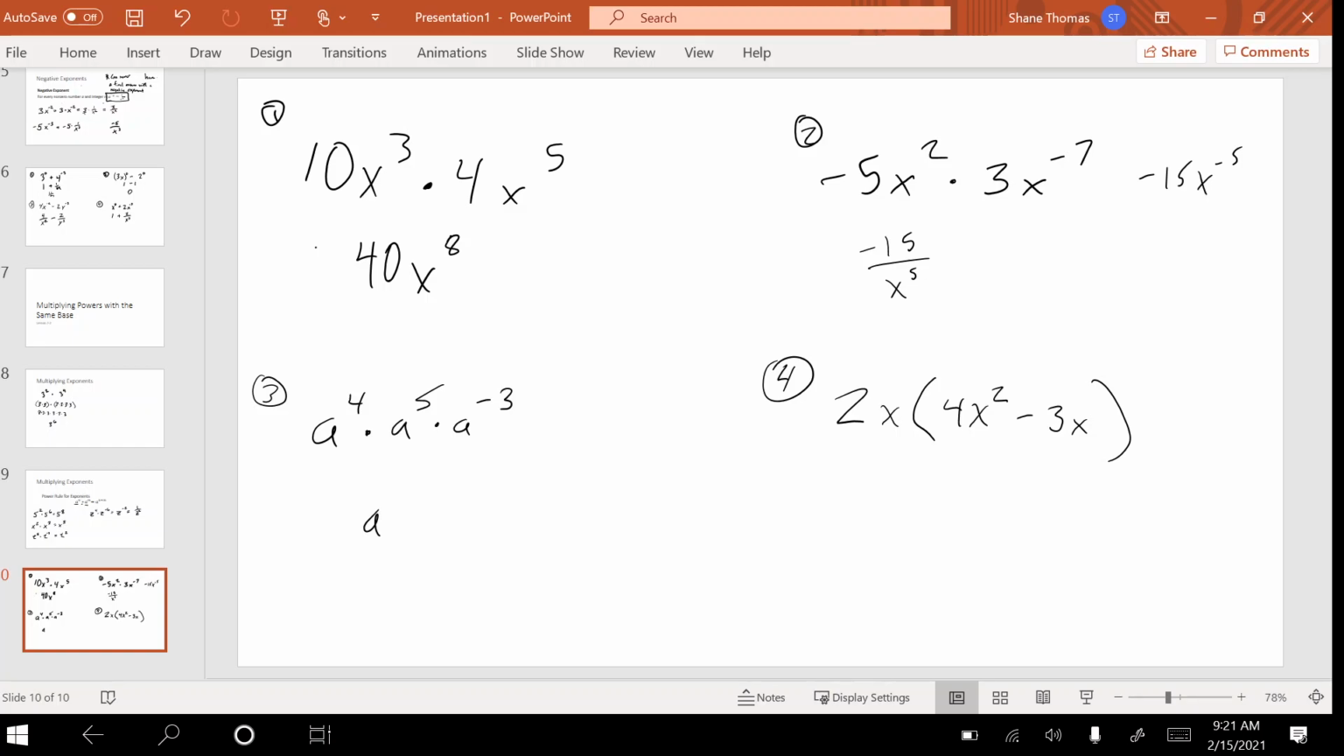Number 3. It's the easiest one. All you have to do is add the exponents. It's all the same base, right? What's 4 plus 5? 9. Minus 3. 6. There we go.